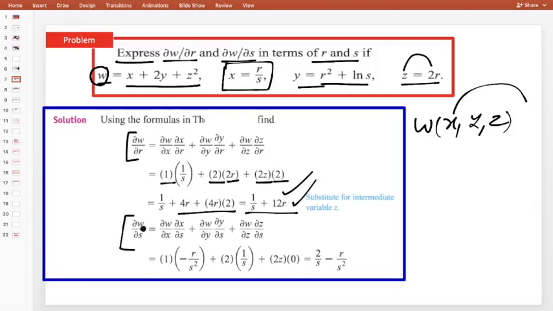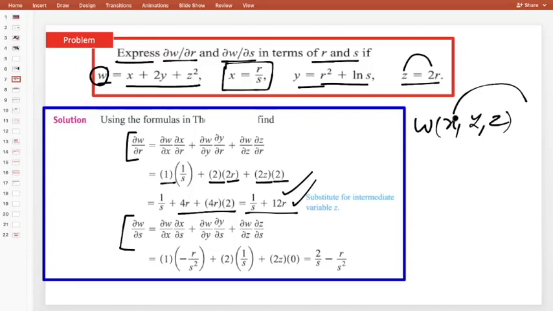Now next one, del z by del s. What is del z by del s? Very simple. Again we use, just see, del w by del s. So del w by del x times del x by del s. Again we do the same thing. Here they are asking with respect to s. First one was with respect to r, here with respect to s. So what can we do? First w with respect to x and then x with respect to s. W with respect to y and y with respect to s. W with respect to z and z with respect to s.